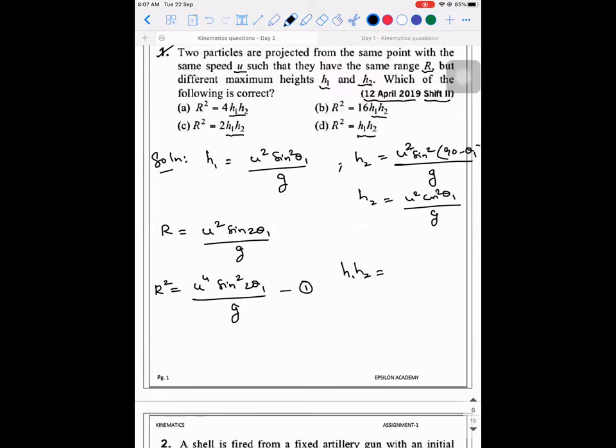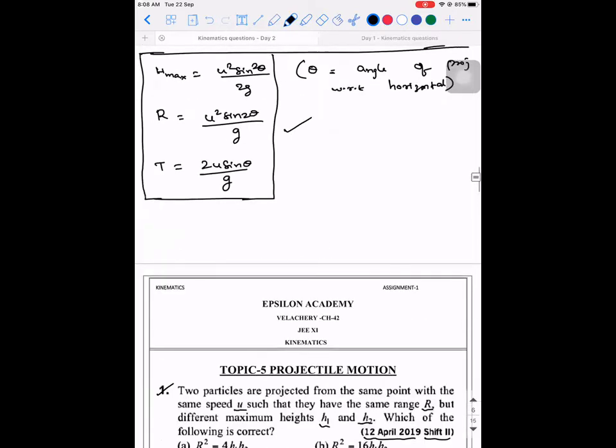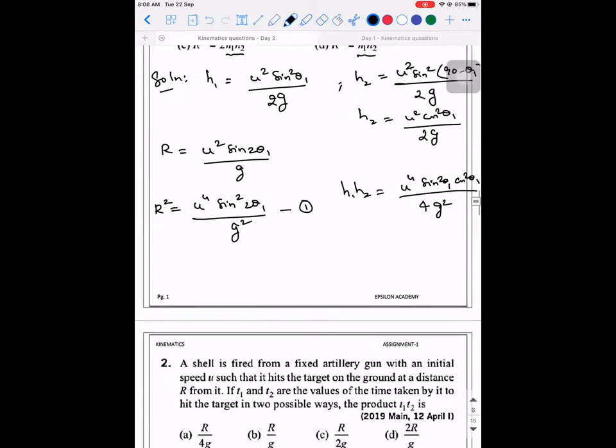What is h1 into h2? That is u power 4 into sine square theta 1 into cos square theta 1 divided by g square. Sir, h1 should be u square sin square theta 1 by 2g, right? 2g, sorry. So it is 4g square. Did I write it wrong? Yes, sir. So sin square theta 1 into cos square theta 1 divided by g square.